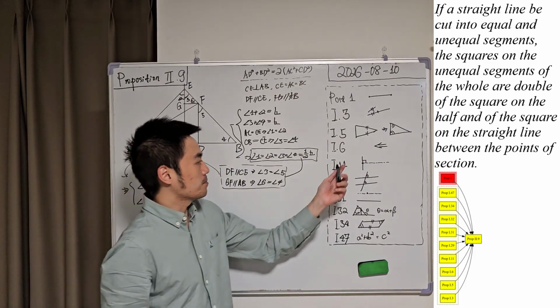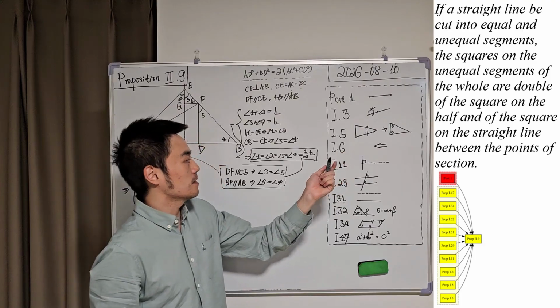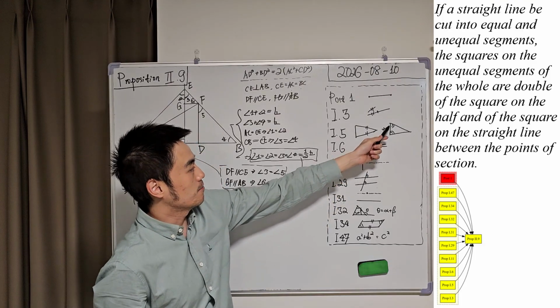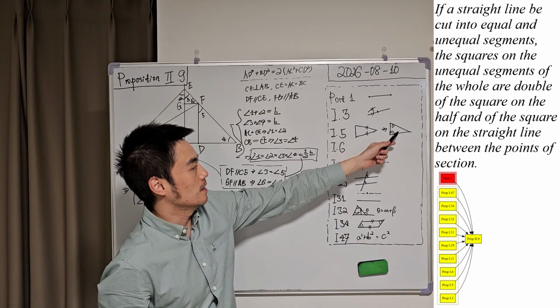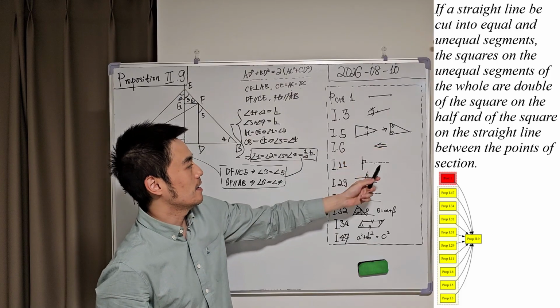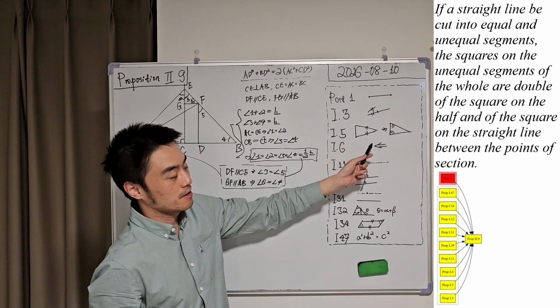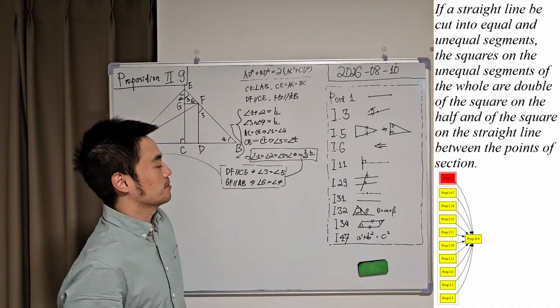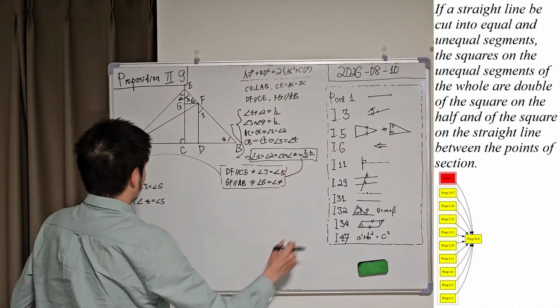And let's apply proposition 6 again. Proposition 6 states that if two angles are equal in a triangle, then the sides subtending them are equal. So it is pretty similar to proposition 5, just reversed, okay?